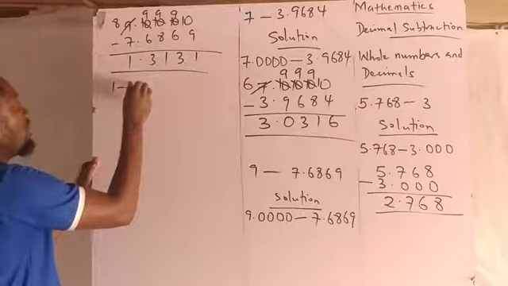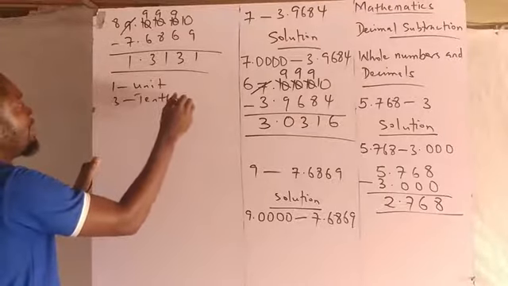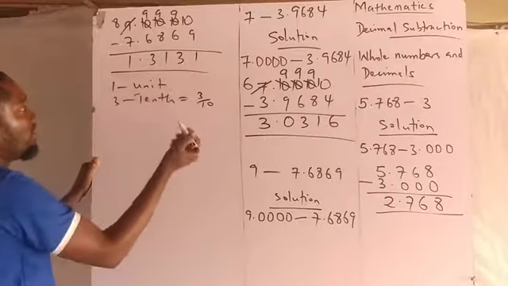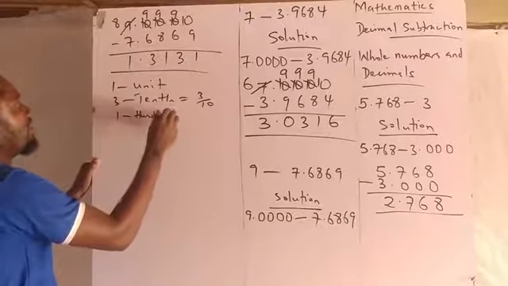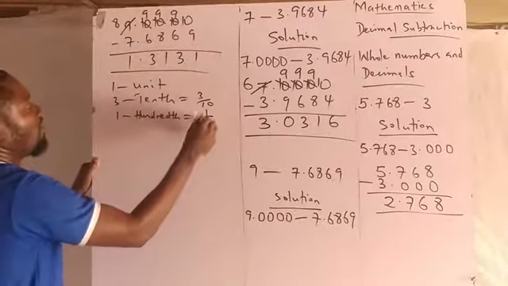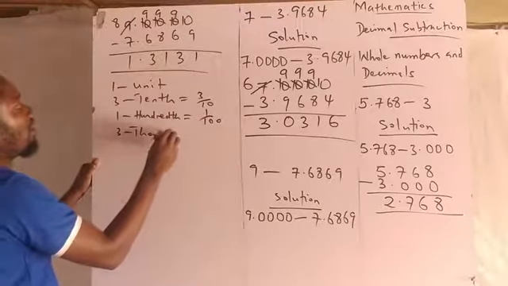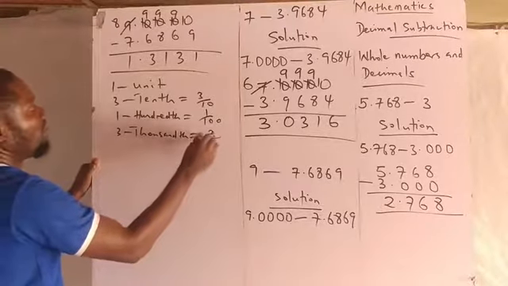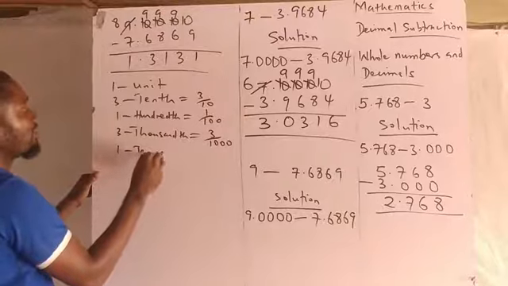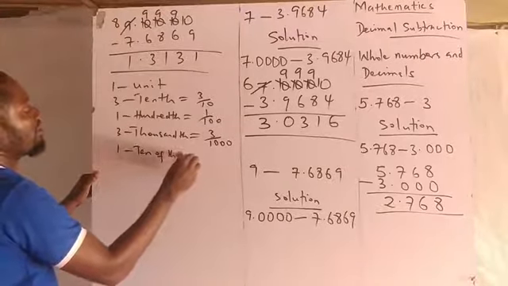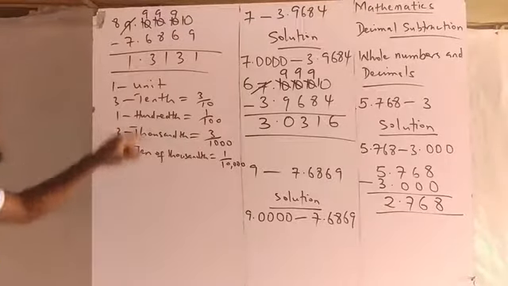But you will be asked to write out the place value of each digit. This 1 is unit. This 3 is tenth. That will be 3 over 10. Note that this one is hundredth. That will be 1 over 100. This one is thousandth. That will be 3 over 1,000. This one is ten-thousandth. That will be 1 over 10,000. So this is our answer, finally.